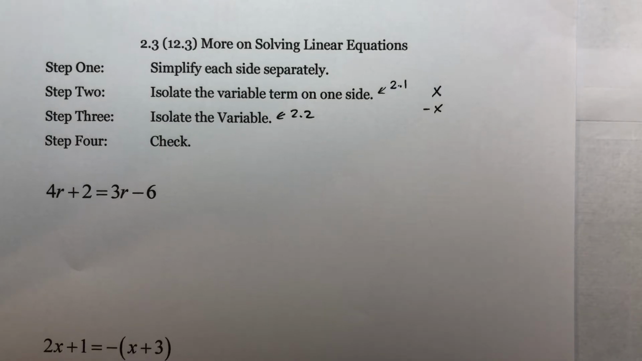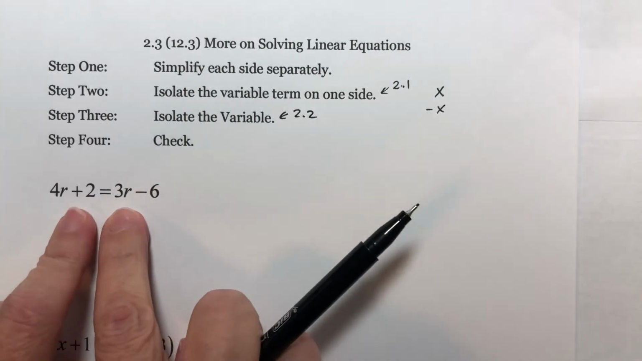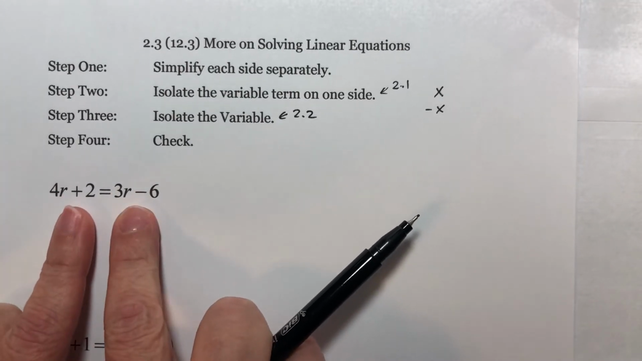Basically, we simplify each side. We use the addition properties to move things around until we have our variable on one side and a number on the other, and then we divide both sides or multiply both sides if we need to. So let's look at our first example here. Both sides are already as simple as they get. We don't have like terms. There's nothing we can do.